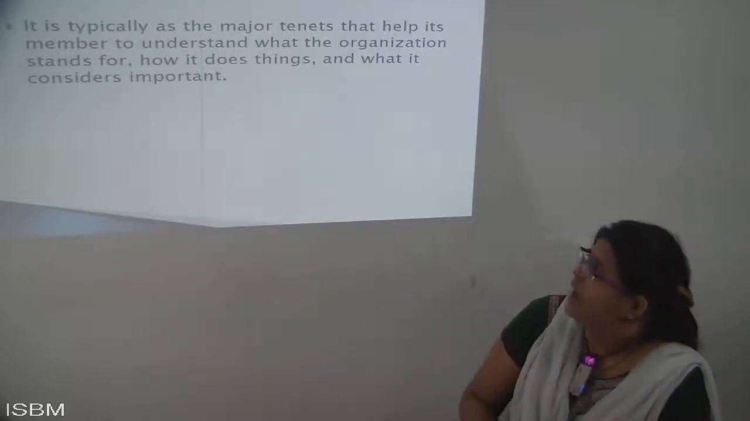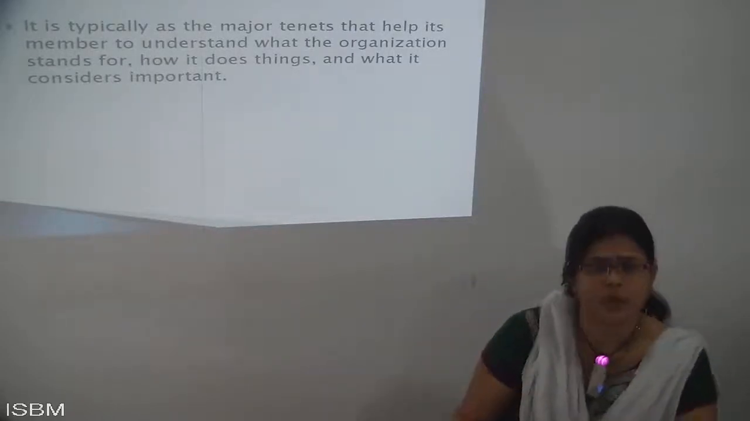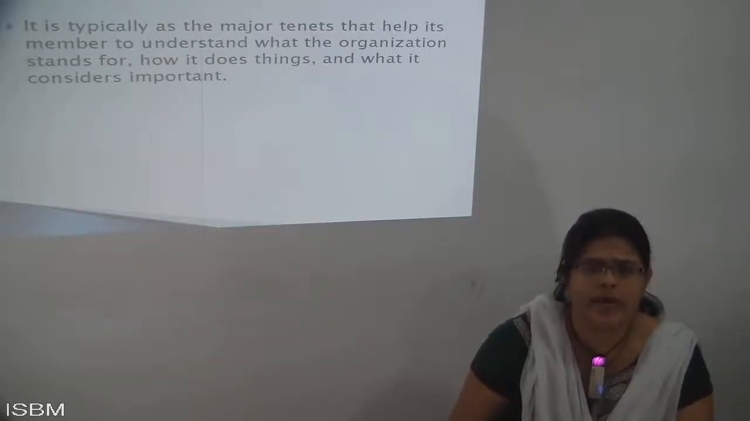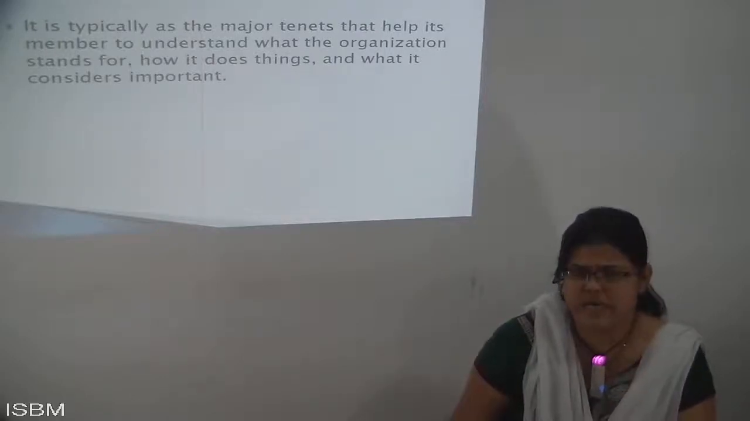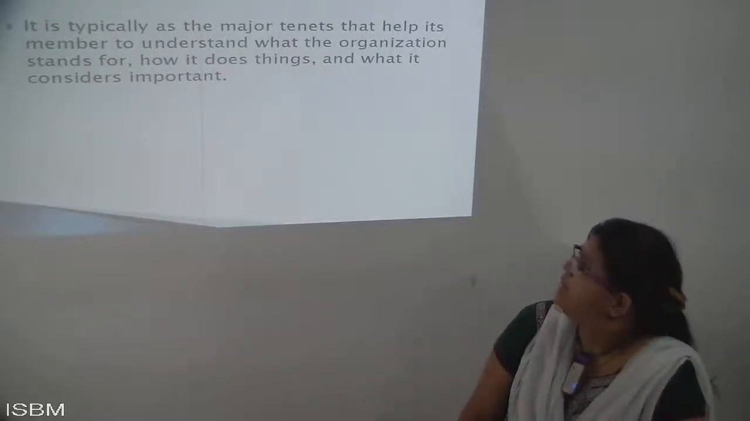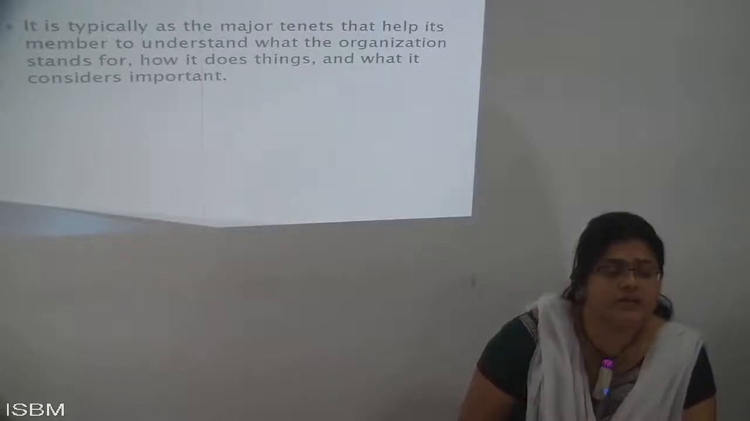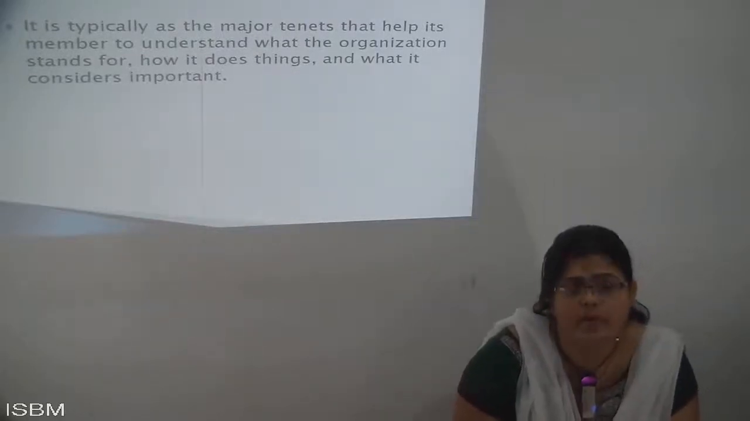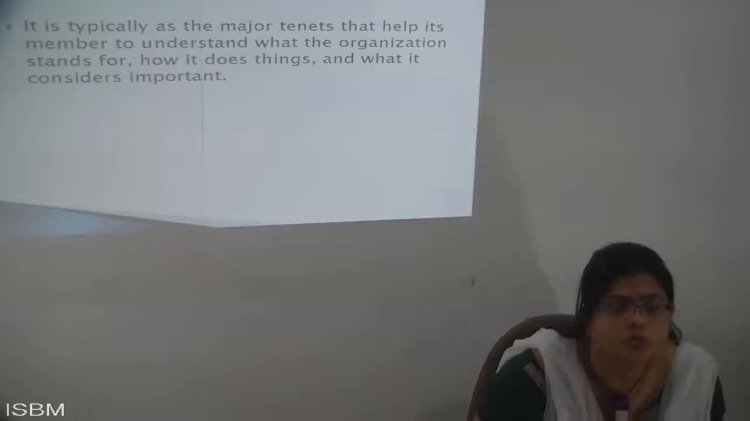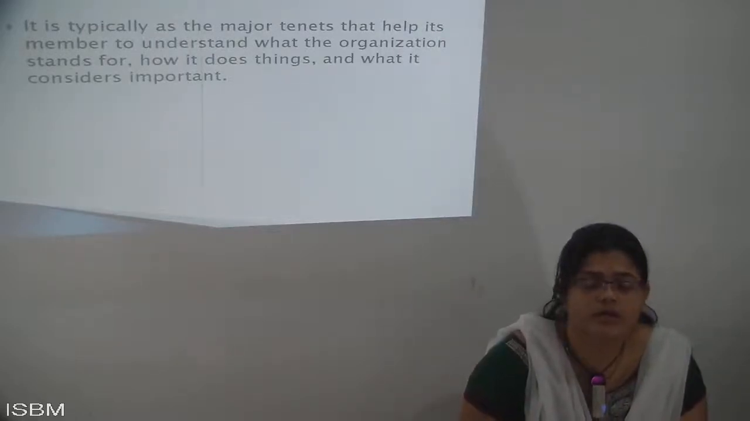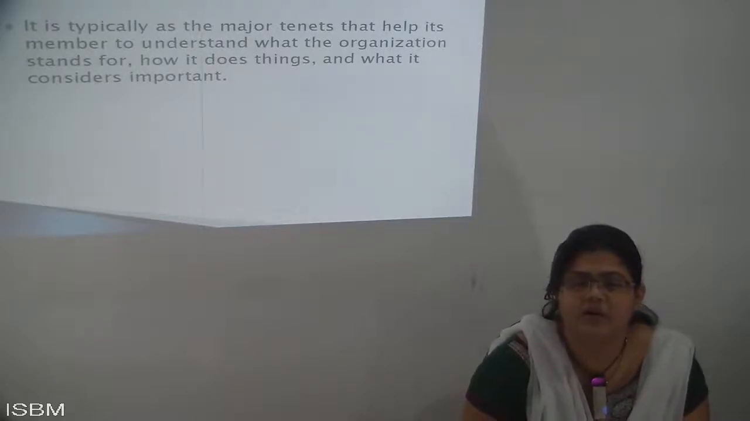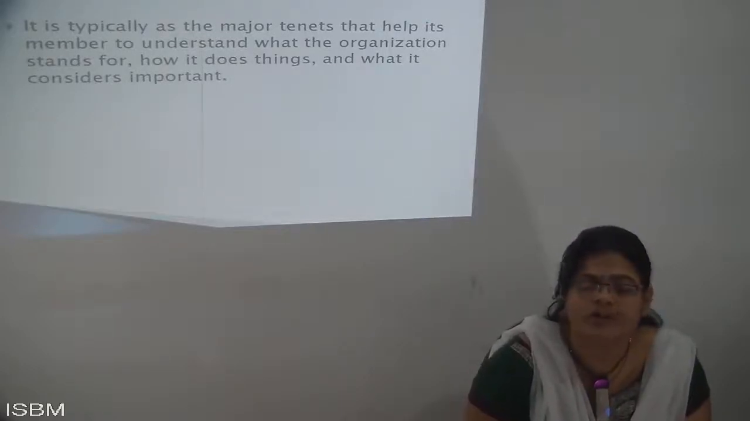Next, how it does things. During orientations and through organization culture, you get to know how the work is done, and what is considered important. You will know what importance is given, mostly in organizations, to whom and for how long, so that we can analyze each and every term in the right direction. This is what is said about organization culture.